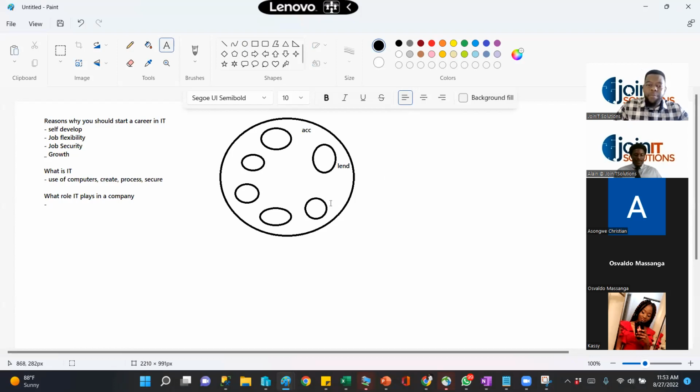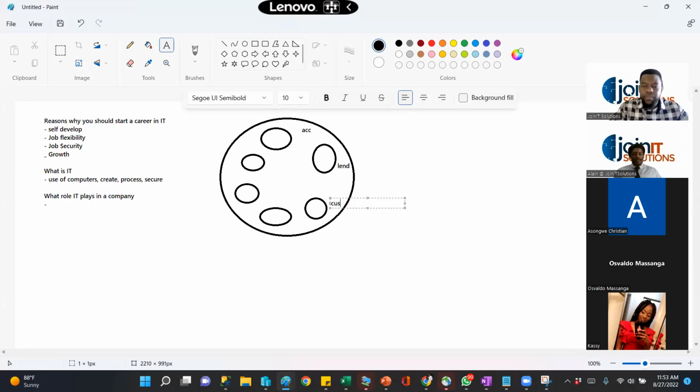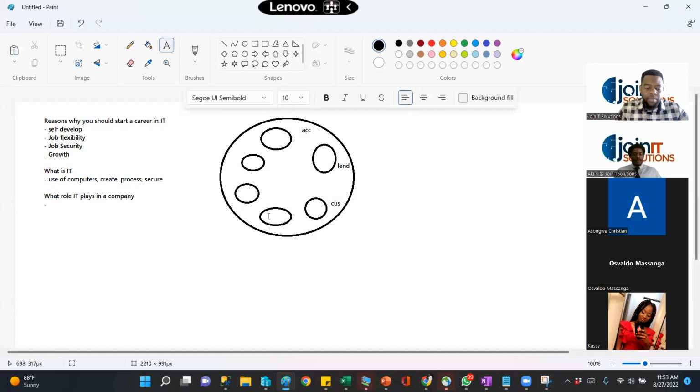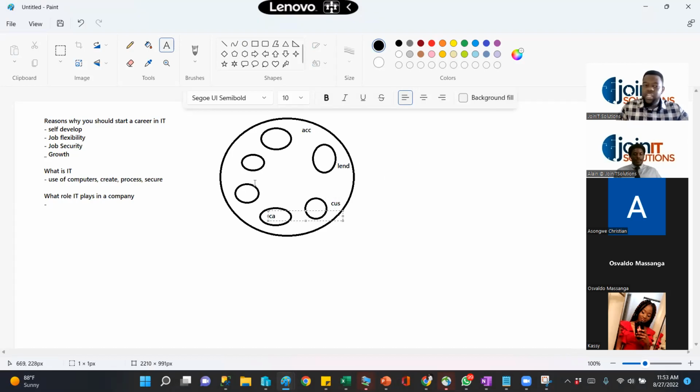You know, we have people there, customer service, right? You have cashiers. You might have other departments, right? Portfolio management and all of that. So these are all departments that make up this company. So when you look at this company, what are some of the things that these departments actually need for the company to work?